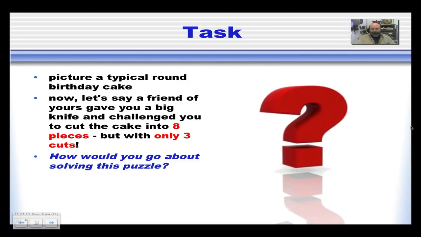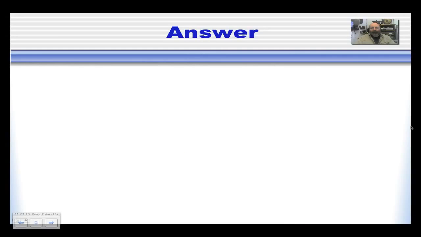Think about it. Take a minute. You can pause this screencast and think about your answer. If you want to write it down, go ahead and write it down. But think about how you would do it. What would be the process by which you would figure that out? 8 pieces, but you only get 3 cuts. All right, ready for the answer?